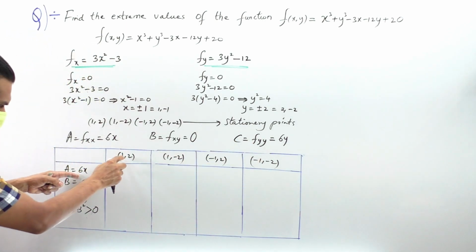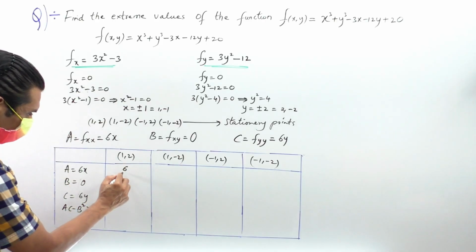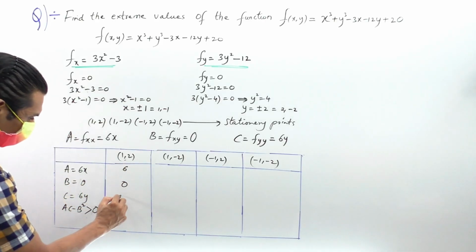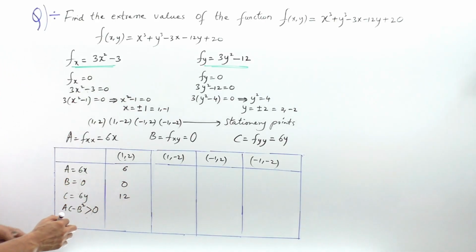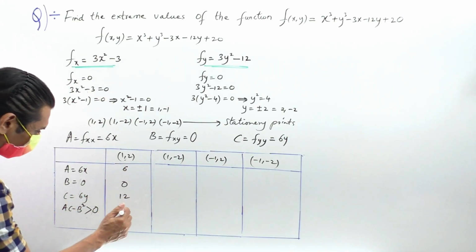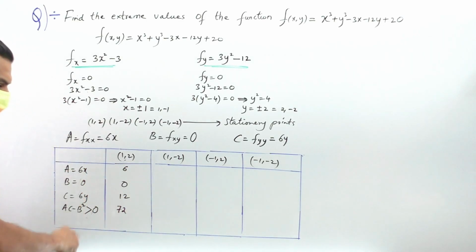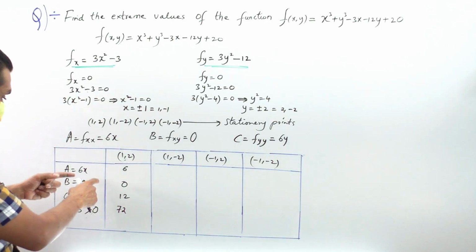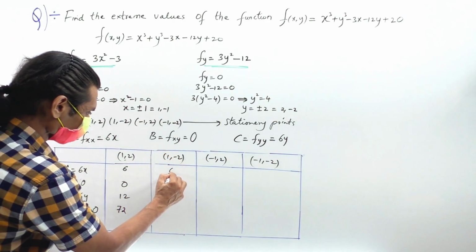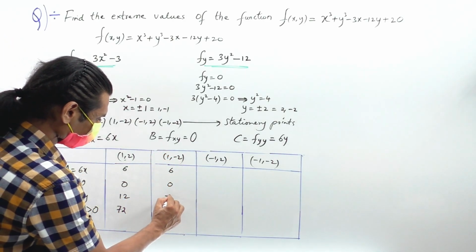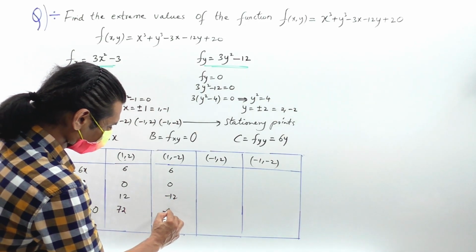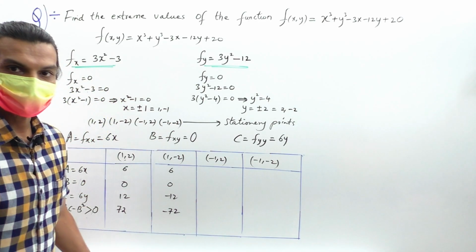What is A? 6 into 1 is 6, 6 into 0 is 0, and 6 into 2 is 12. So, AC minus B square: 6 12s are 72 minus 0, so we have 72. Fine. Next, again 6 into 1 is 6, 6 into 0 is 0 and 6 minus 12. So, we have minus 72, correct.